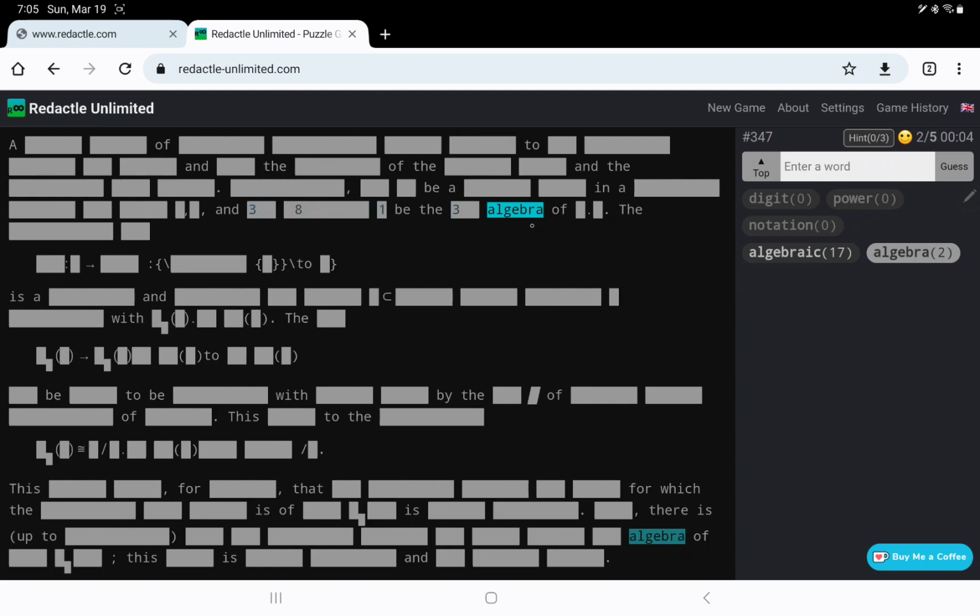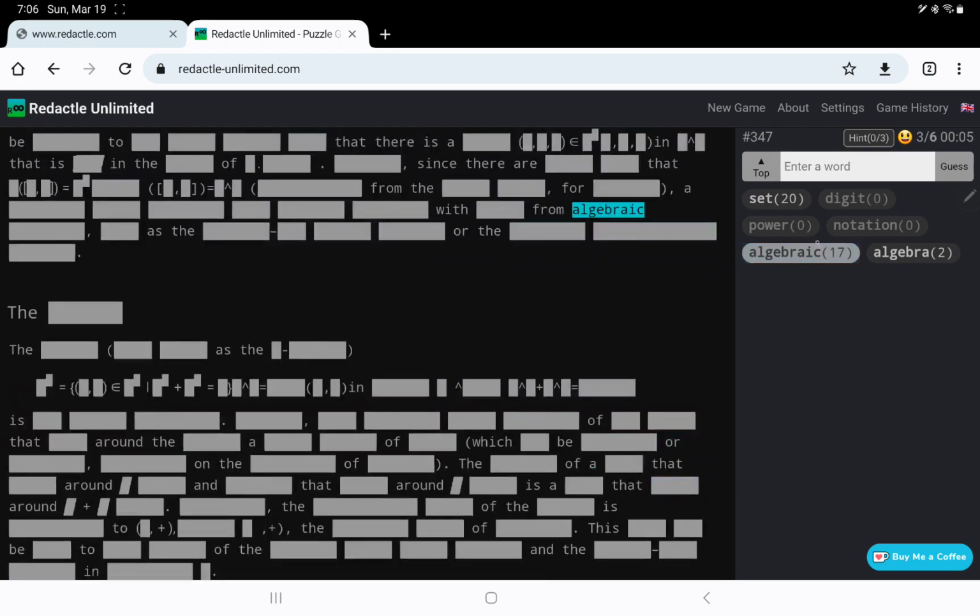And 381 be the 3 algebra of 1.1. I think of algebra as being a branch of mathematics. How can something be the something algebra? But I do think maybe the set theory comes into it. So let's try set. Aha, 20 sets. And let's try algebraic. From algebraic 8.